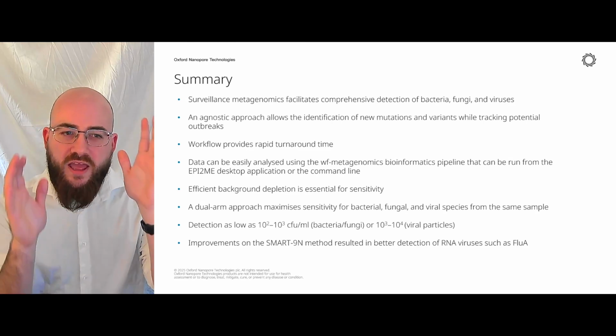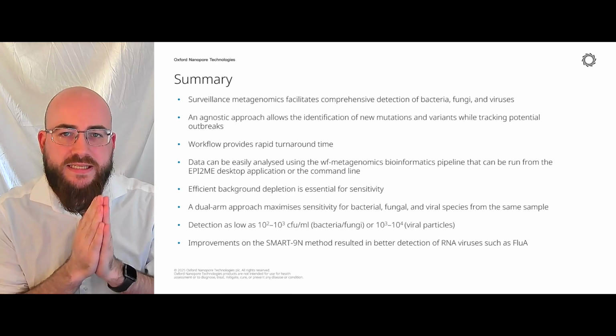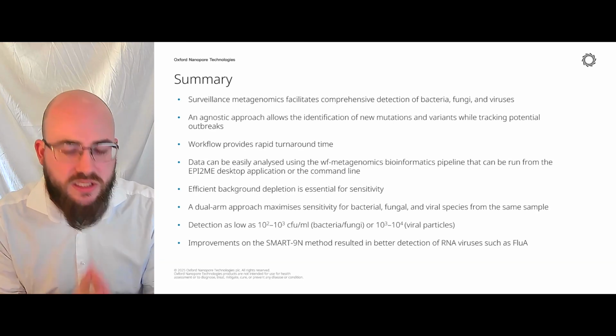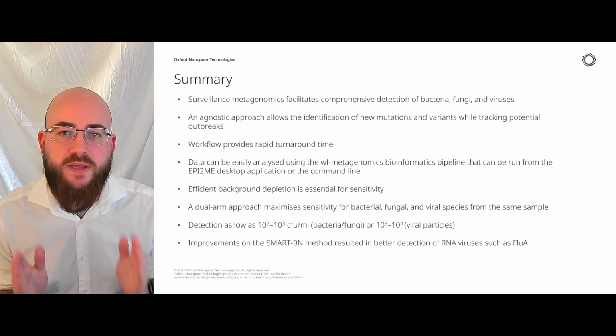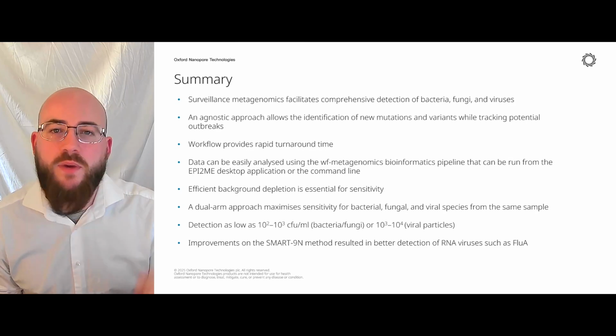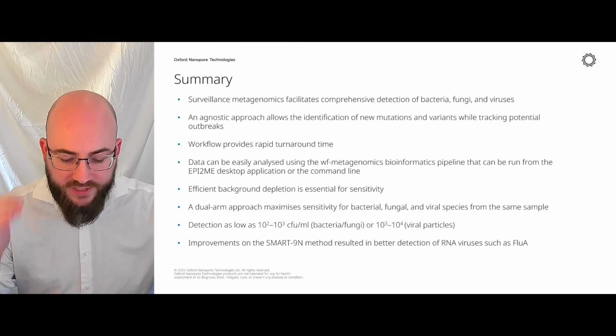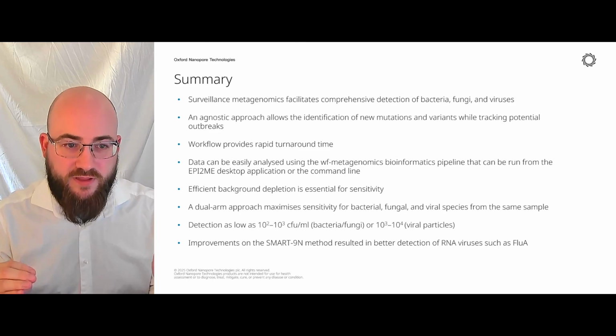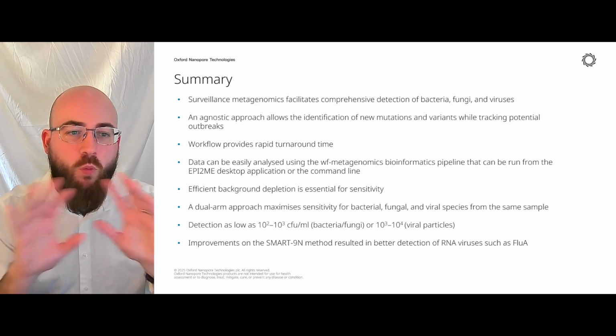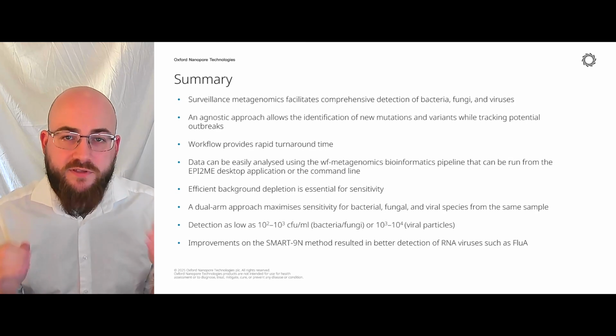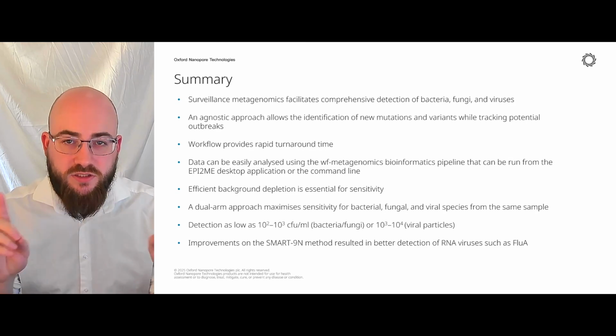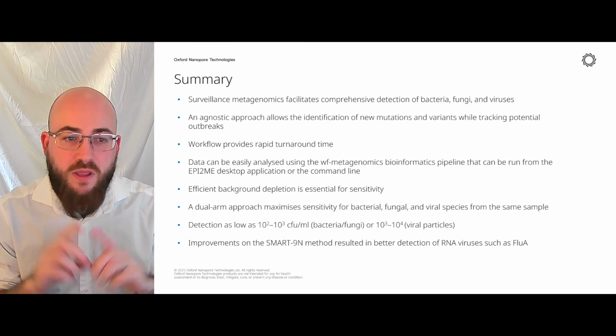We've seen that efficient background depletion is essential for sensitivity. It's so important. That's why this is split into a dual arm approach. That's why we're using the depletion methods we are, to be able to find everything. To be able to find everything from one sample, we really have to do this. We have to split into that dual arm. We need to take our sample and split it.